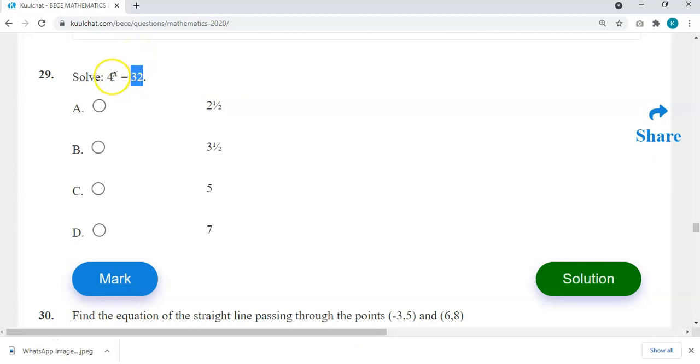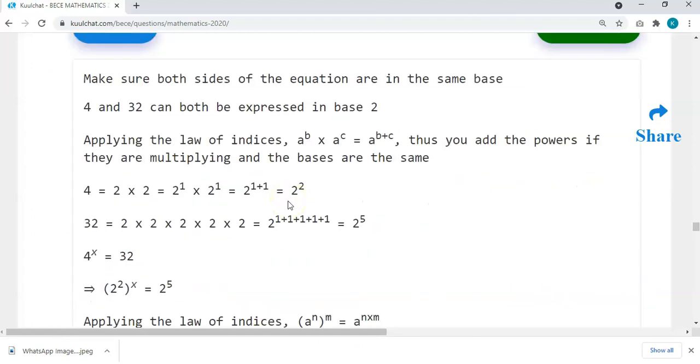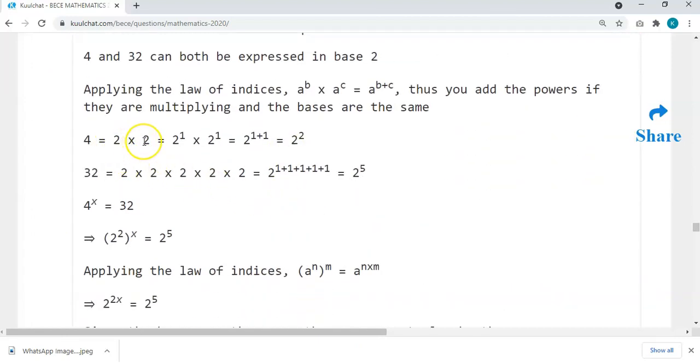Now you realize that 2 can go into 4, and 2 can go into 32. 2 times 2 is 4, so 2 exponent 2 will give you 4. Also, if you multiply 2 a number of times, you'll be able to get 32, like how it was explained here. Every number has a power 1, but we don't write it. So there's a 1 here, we don't write it. There's a 1 here, we don't write it.